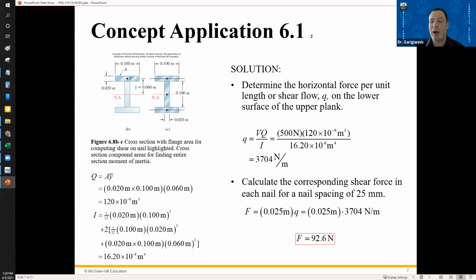Now you can look at this a few ways. You can look at it as the nails in the middle. Let me get a piece of scrap paper here.